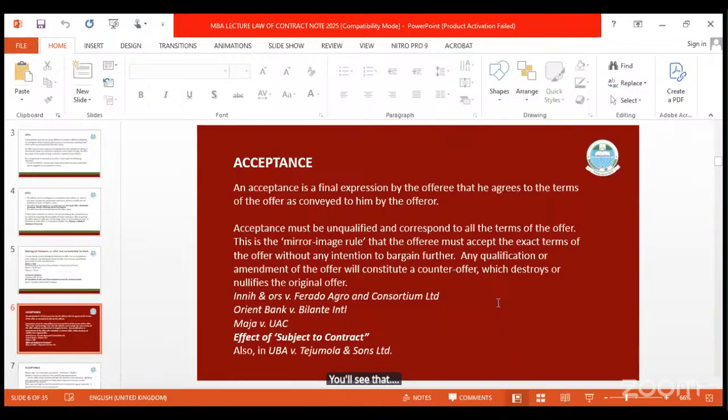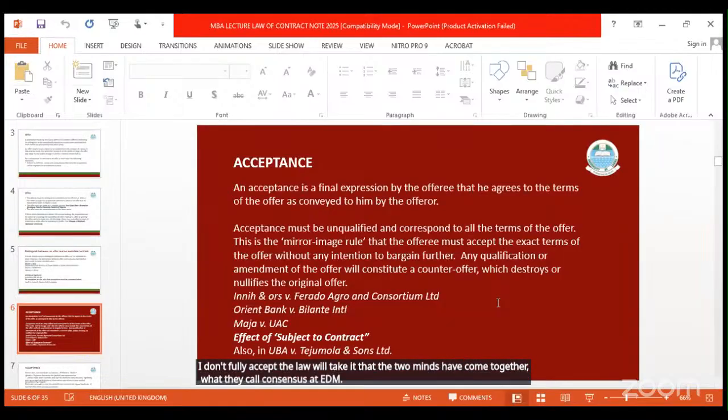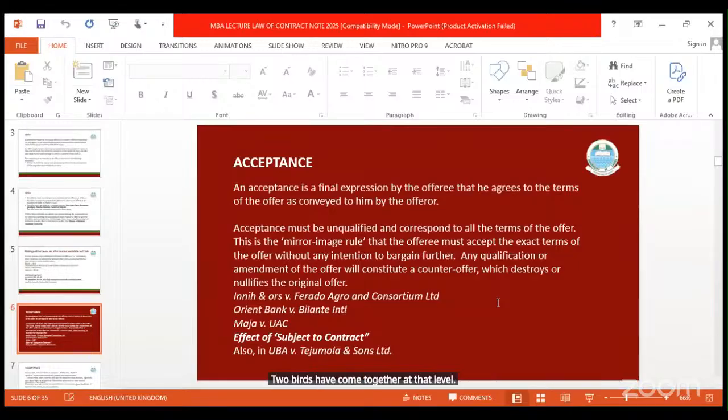you will see the meeting of minds, because when the offeror makes the offer to the offeree and the offeree accepts, the law will take it that the two minds have come together, what they call consensus ad idem. The two minds have come together at that level. But once you introduce something new, it means that what you introduce new is not what that person intended, because he didn't express it in that offer.